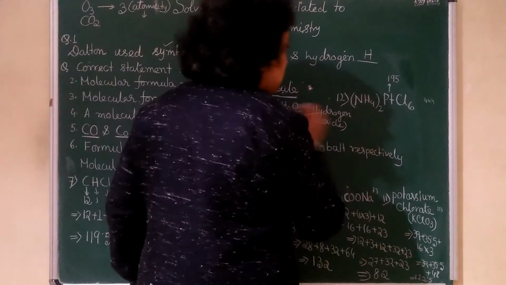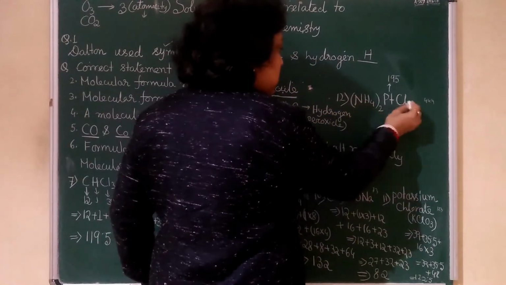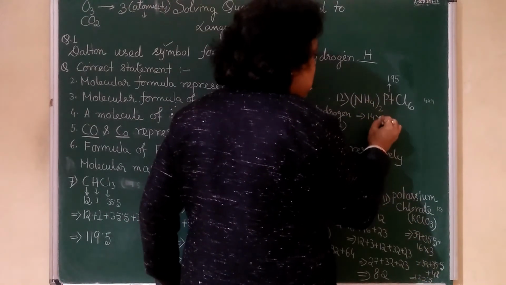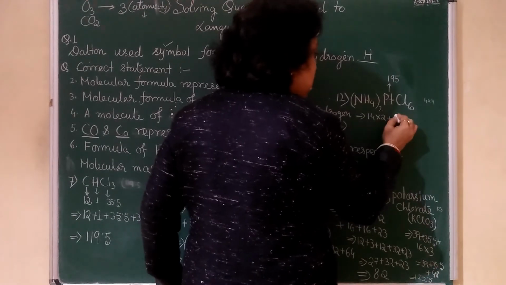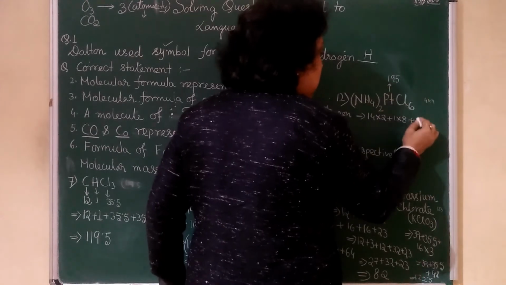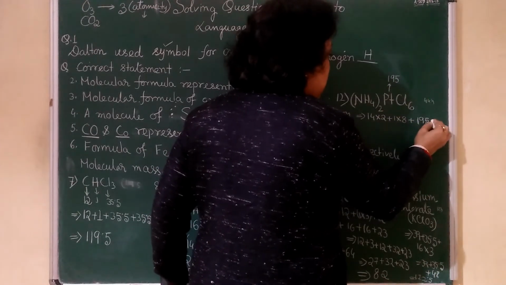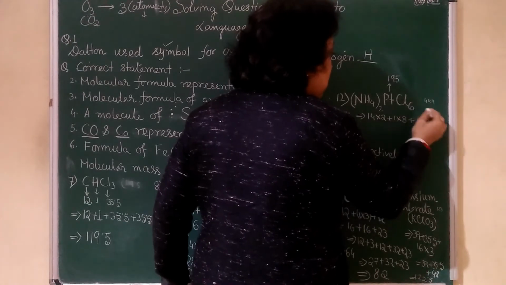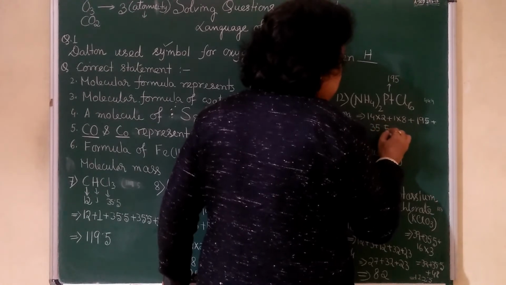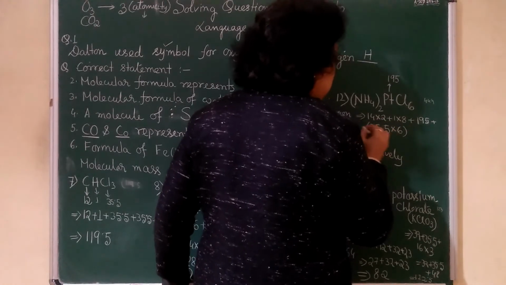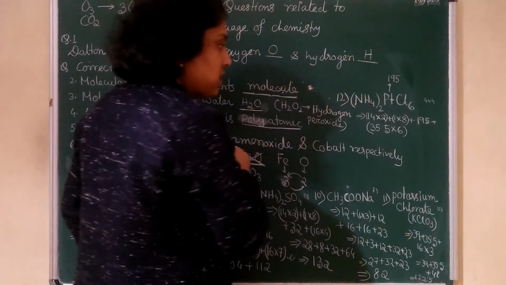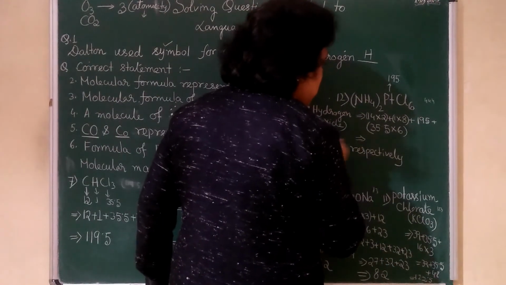Oh, this one is also there. This one is the same way. Nitrogen 2 times, so it is 14 into 2, plus hydrogen 8 times, so 1 into 8, plus platinum I have given 195, plus chlorine is 6 times, 35.5 into 6. All multiplication terms you keep in the bracket, that will be easy. So multiplication terms will be in the beginning.